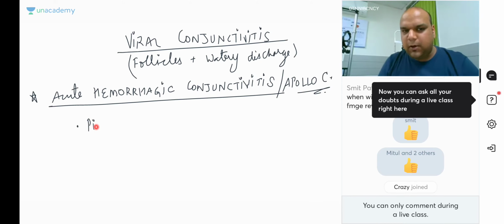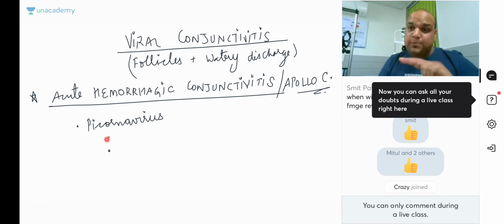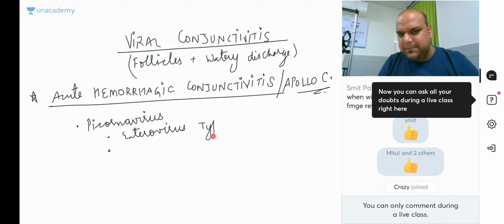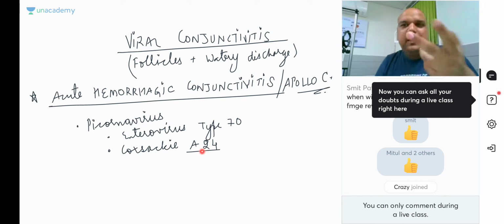So the first important cause is picorna virus. Now, if you ask me which types of picorna virus, the other two options are actually types of picorna virus. So the cause is enterovirus, serovar or type 70. Then Coxsackie virus A24. Please remember A24. They always give us an option B24. So please remember Coxsackie A24.